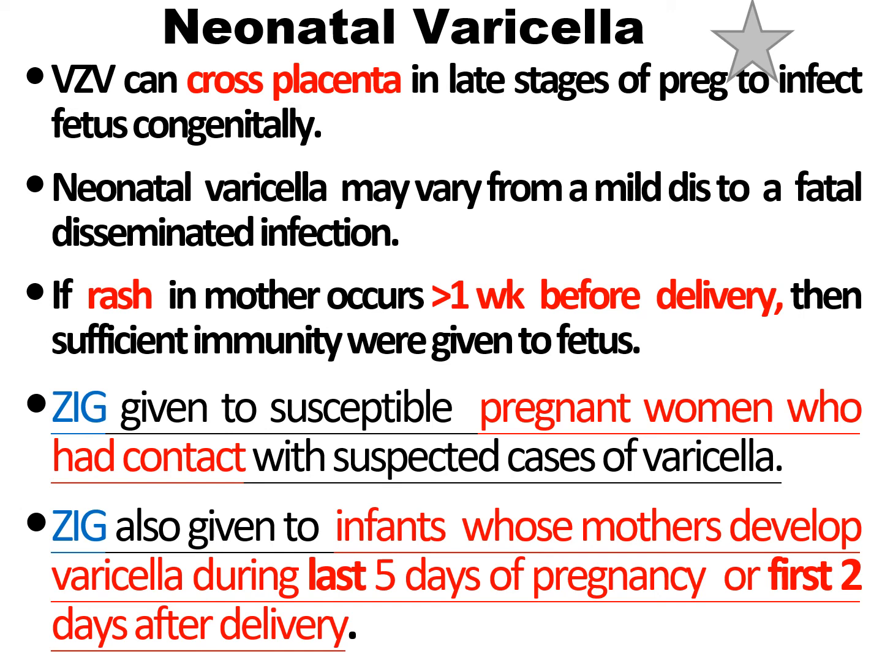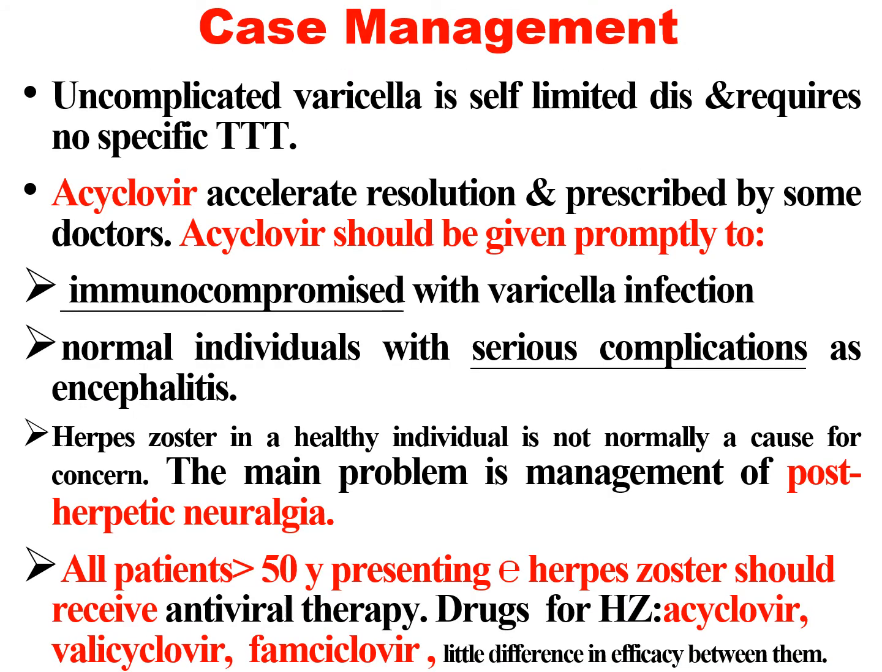Zoster immunoglobulin is given to susceptible pregnant women who had contact with suspected cases of varicella. Zoster immunoglobulin is also given to infants whose mothers develop varicella during the last 5 days of pregnancy or first 2 days after delivery. Case management: uncomplicated varicella is a self-limited disease and requires no specific treatment. Acyclovir accelerates resolution and is prescribed by some doctors.